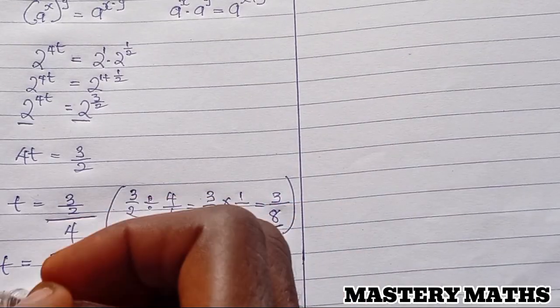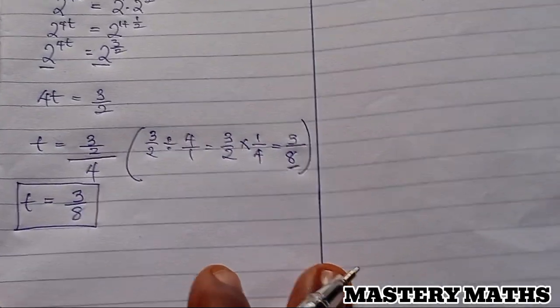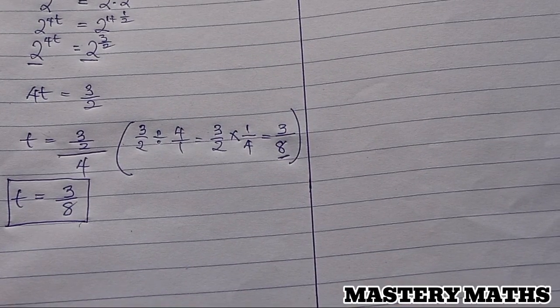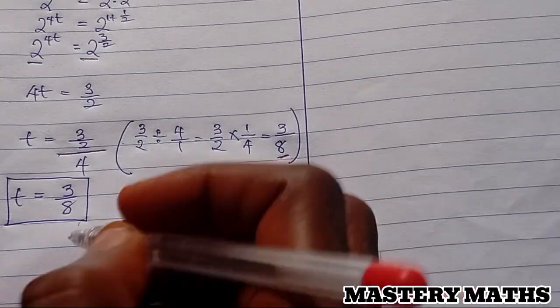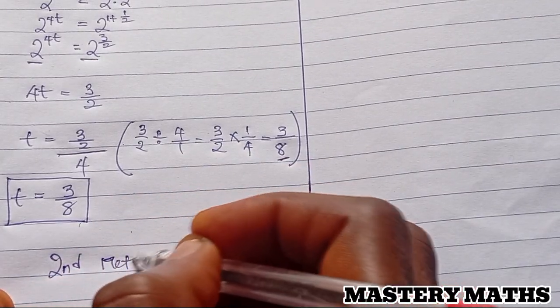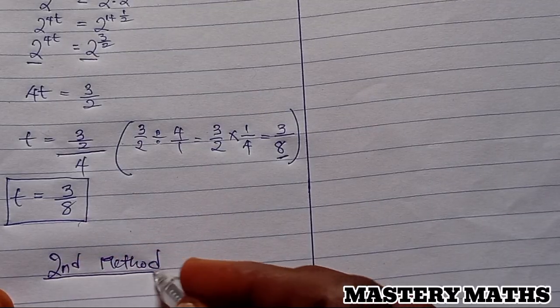So t is equal to 3 over 8. This is the first method. Now, I'm going to give you the second method of solving this. After that, you tell me which method is preferable.